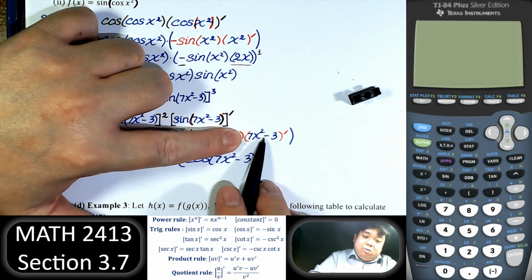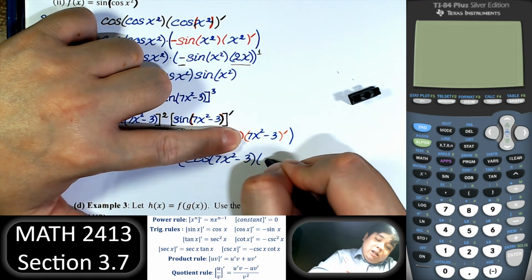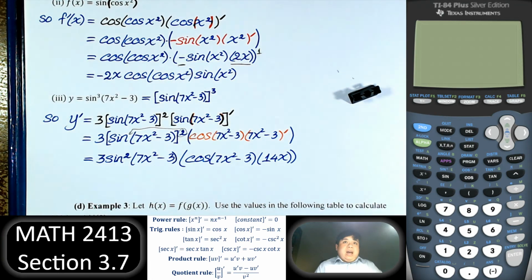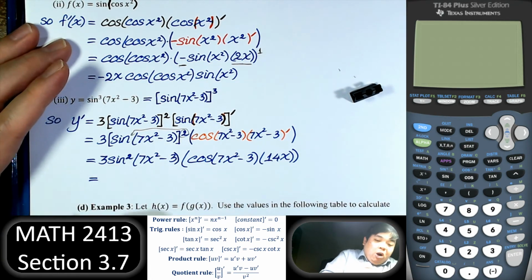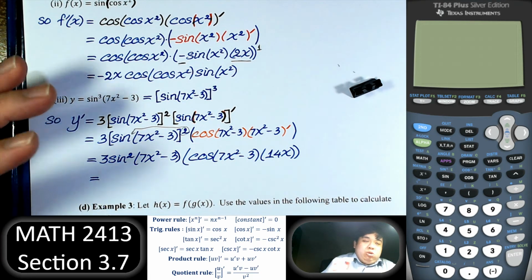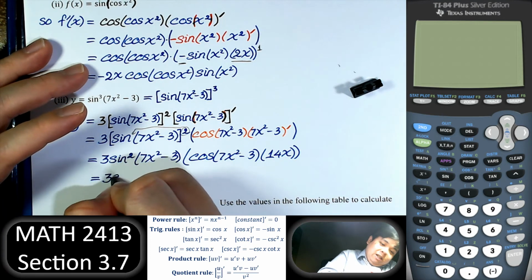And then the derivative of 7x squared minus 3, that's 14x. Now just for cosmetic reasons, remove as many parentheses as we want to simplify the problem.